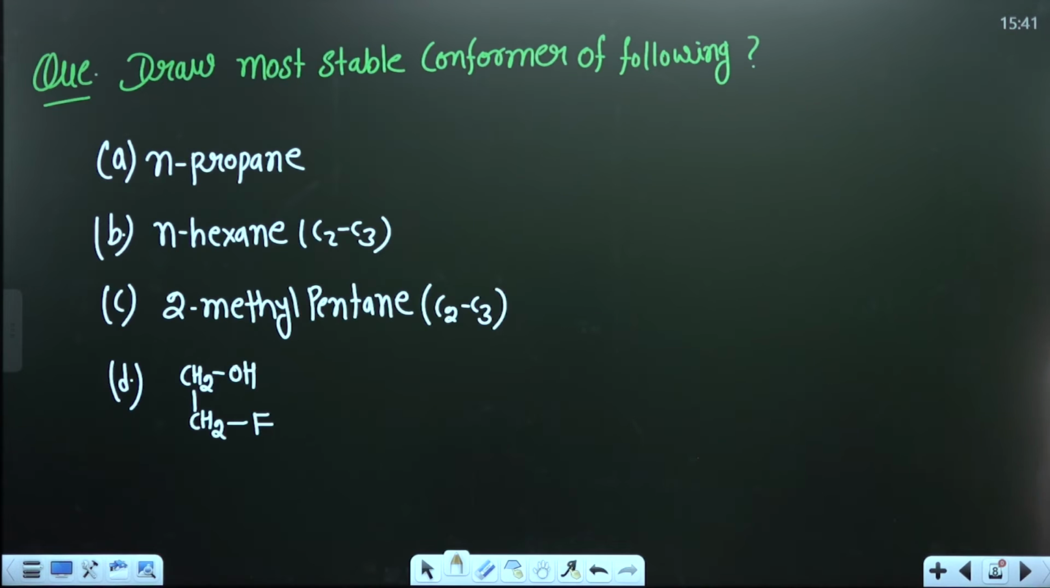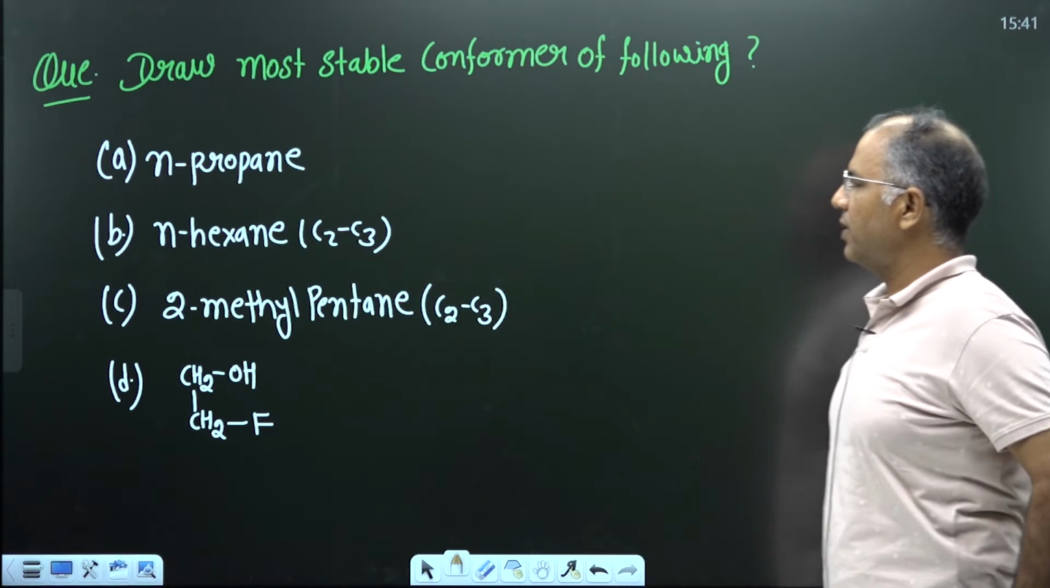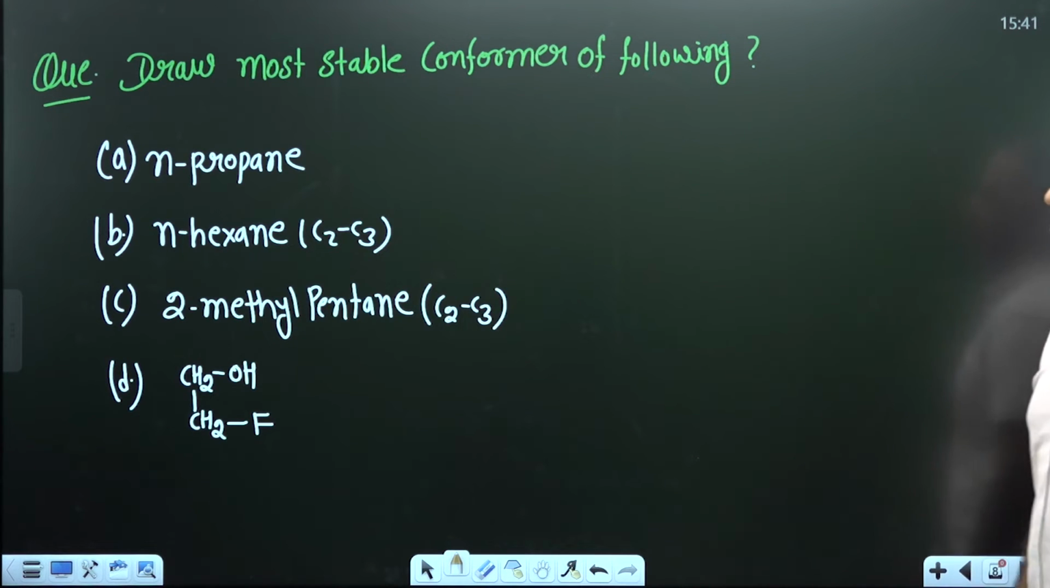Now try this. Draw the most stable conformer of the following. Write down all the examples. First try all the examples, then I will explain what is the exact answer.